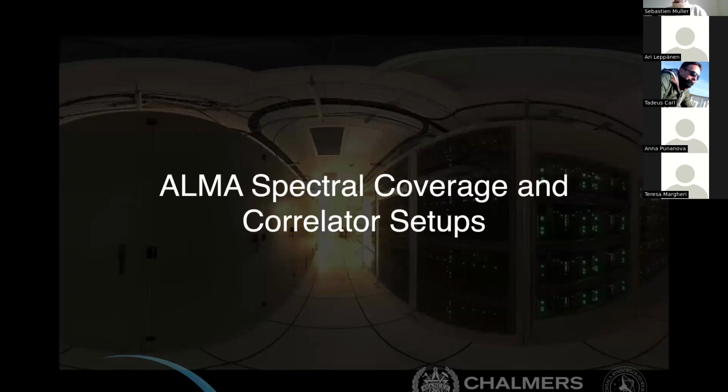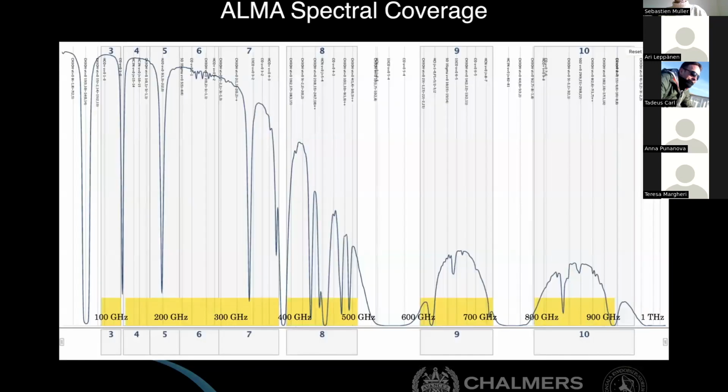I'm just going to go very quickly over the different correlator setups, which has to do with what kind of things you would have to look at when you are preparing your observations in terms of frequency setups and so on. As you know, these are the bands that ALMA observes. Actually, right now it is also already observing in band 1, but basically you can see that it covers all kinds of molecules and different frequencies.